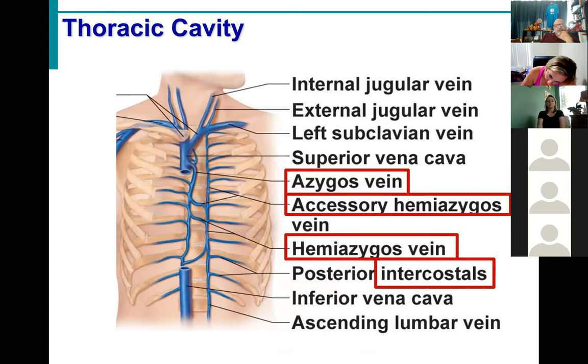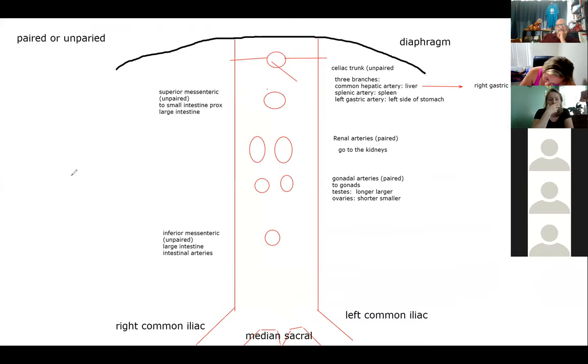Remind me again, how many blood vessels came off of the abdominal aorta? Seven that we're responsible for, right? Celiac trunk, superior mesenteric, two renals, two gonadals, and an inferior mesenteric? Seven? Right? So that must mean that there's seven that feed into the inferior vena cava, right?